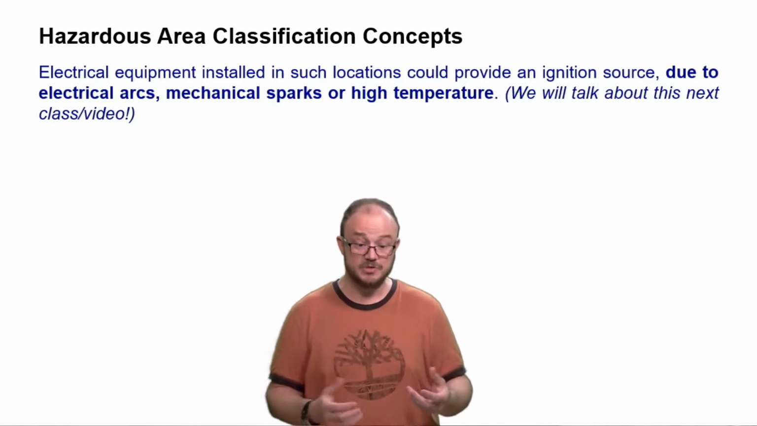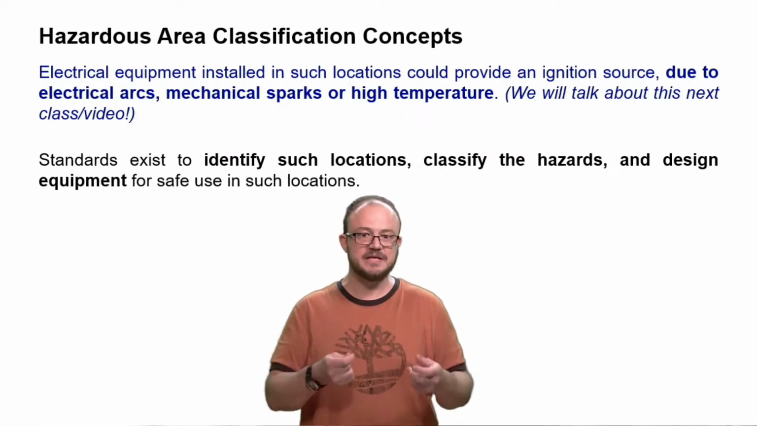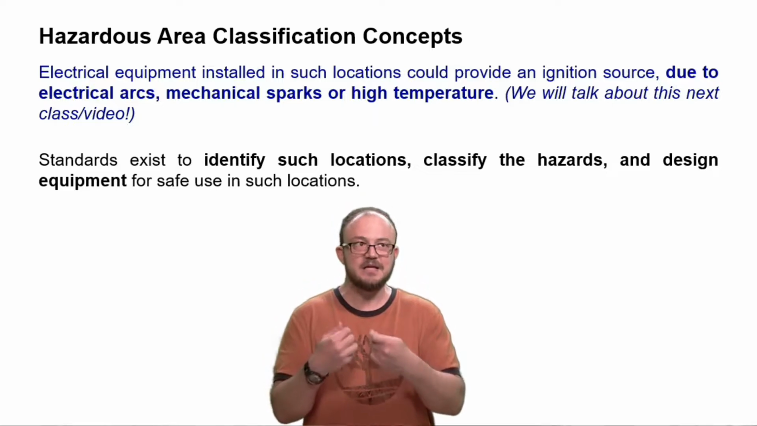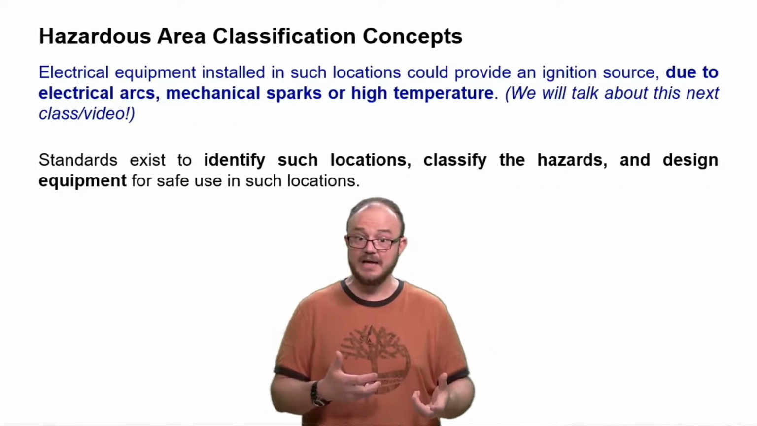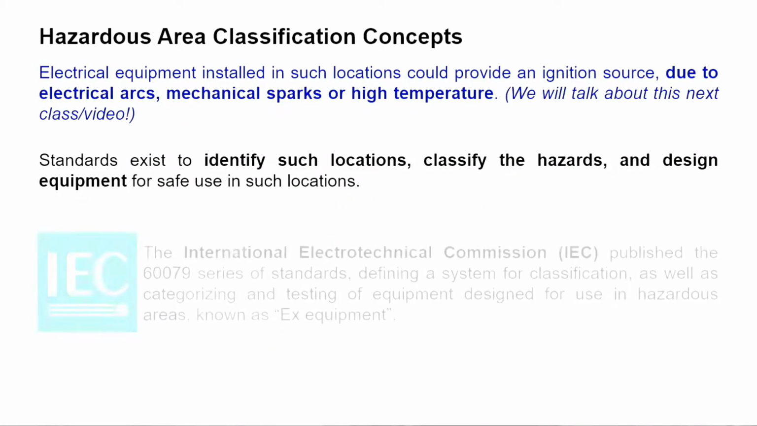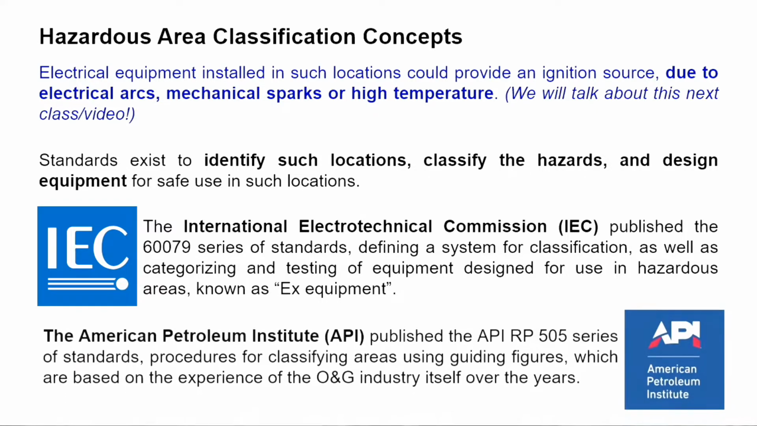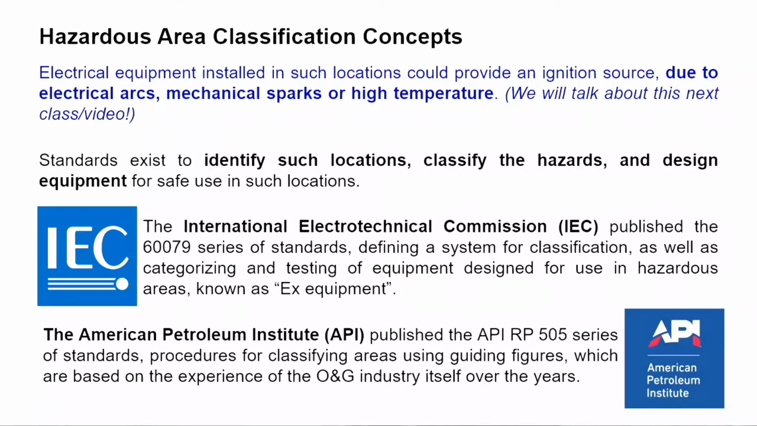Today we are going to talk about the hazardous area classification process. The first thing that we have to understand is that to identify this place, to classify the hazard and design the equipment, there are some standards. The first standard that we have is the IEC: how to understand, how to classify, how to monitor it, and other things regarding hazardous area classification. Also, we have the API, where we have some guiding figures that help us to do the hazardous area classification.